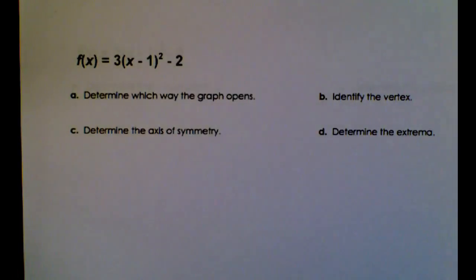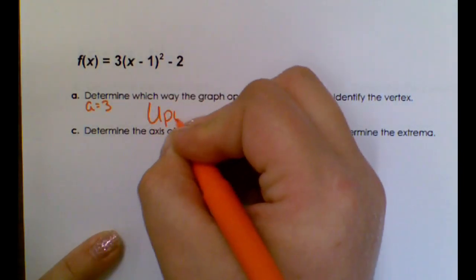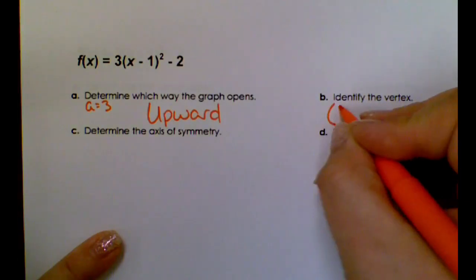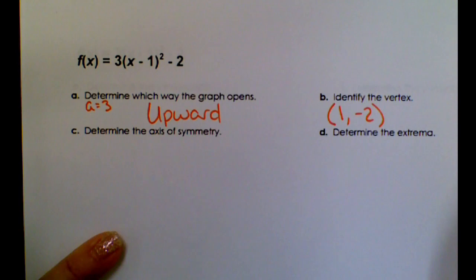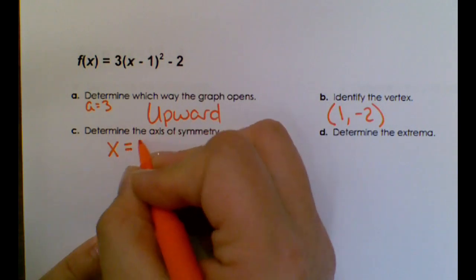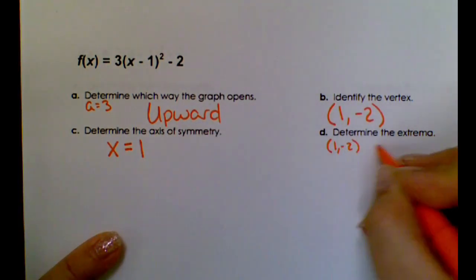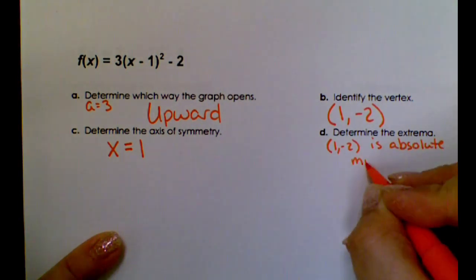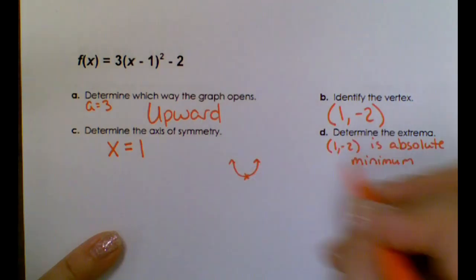So there's my function. Which way does this graph open? Well, our a value is 3, so it opens upward. The vertex: x minus h, so h is positive 1, plus k, so k is negative 2. The axis of symmetry is x equals h, so x equals 1. The extrema, (1, negative 2), is the absolute minimum in this case because my graph opens upward, leaving me a minimum.